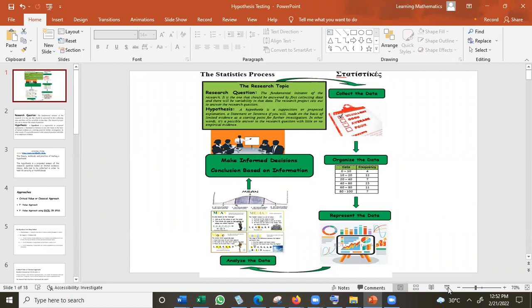So it is very important to be aware of the fact that the statistics process starts with a research topic, okay? And you have a research question that will initiate the project itself. And then the hypothesis is a possible answer to the research question. And the research question is based on the population. For example, what is the average age of Dominicans? So you're talking about the population.